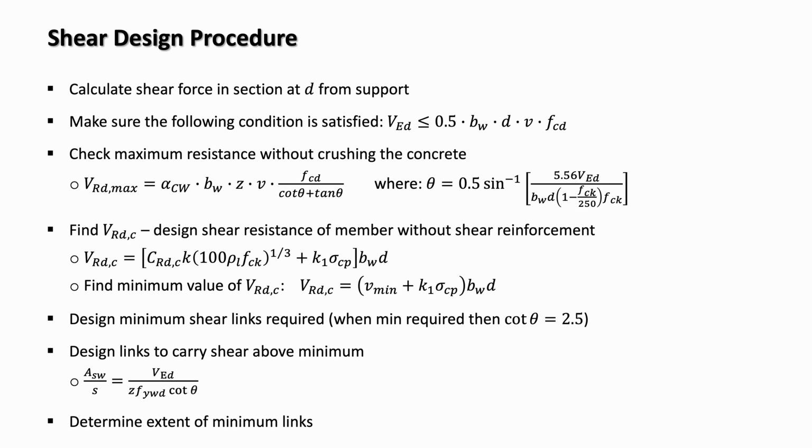We also want to check that the concrete can resist the shear without crushing. Once we've done those two checks, we can find the shear resistance of the member without any reinforcement, VRDC. Once we've found that, we can look at the minimum shear links that are required. After that, we can design links at any other place that requires them and determine the extent of the minimum links. So that is basically the procedure we're going to follow.